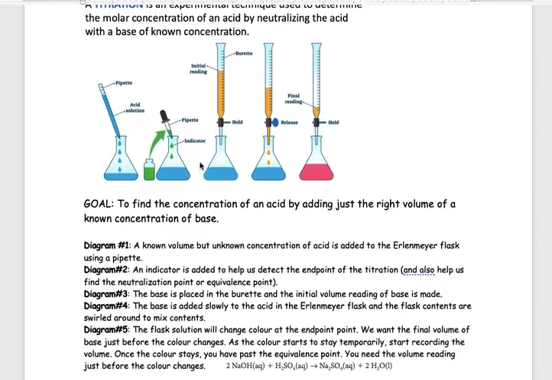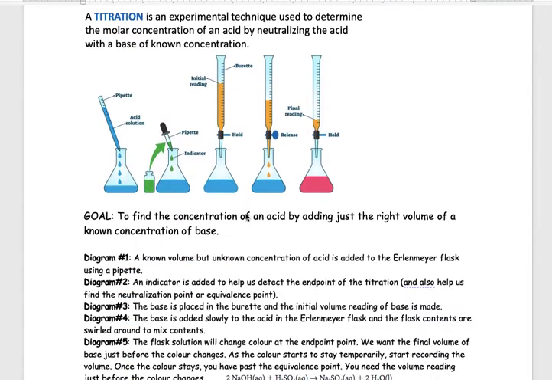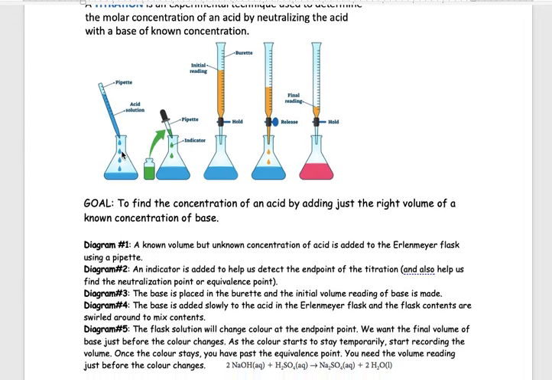Okay, so here we go. Here's a better diagram than the messy one that I had up here. You're going to start with an Erlenmeyer flask. You're going to add a certain volume of acid. You'll know the volume, okay, but you won't know the concentration of the acid. So say, for example, this is 25 milliliters. We know that, but we won't know the concentration of the acid. So that's the big question mark.